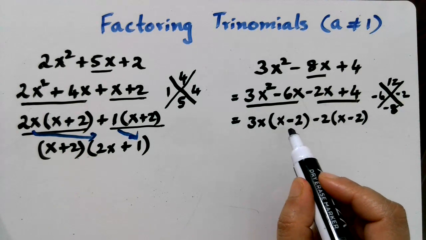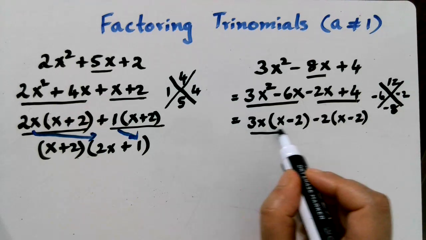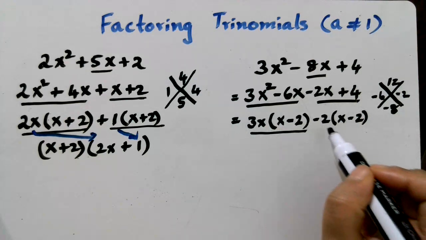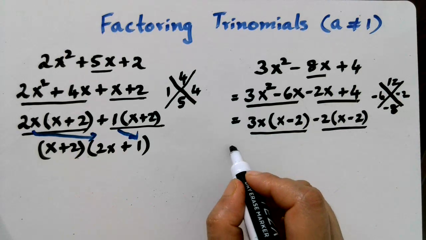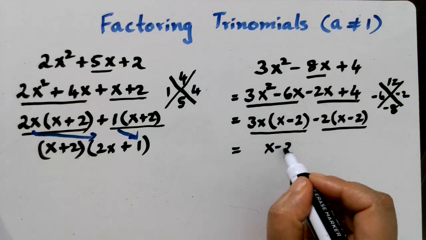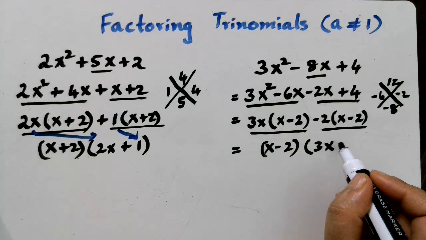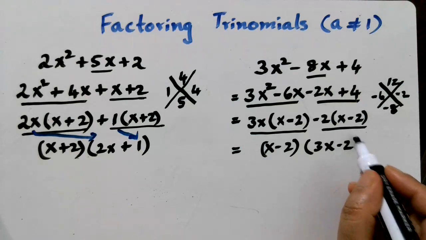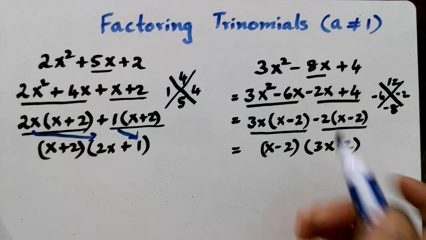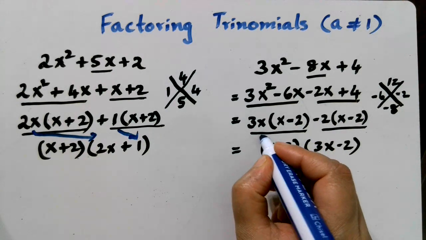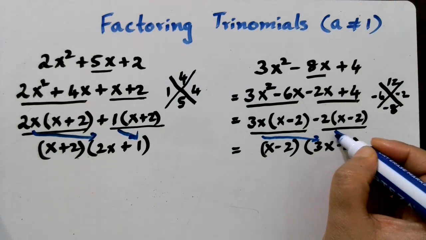Now you see that x minus 2 is common to both the terms. When I say both the terms, this is one term, that's the other term. Now we'll take that x minus 2 as the common factor. You'll be left with 3x minus 2. Again, this 3x is coming from this term and negative 2 is coming from this term.